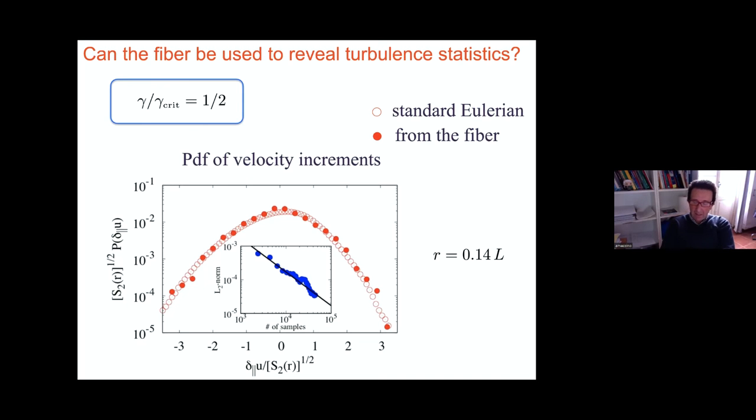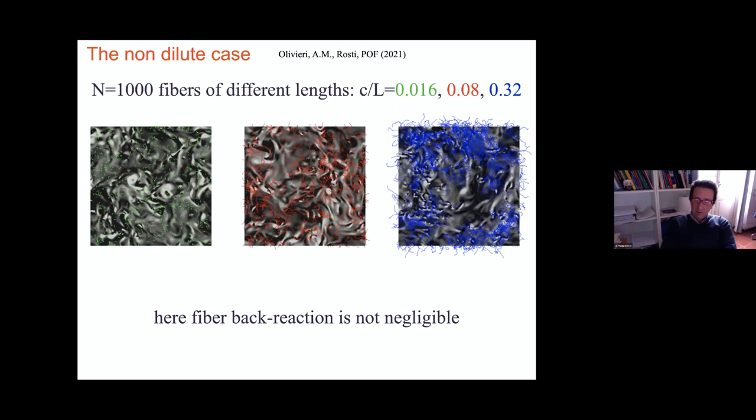Okay, so small conclusion: the answer is that if you have a fiber, provided that you are within the soft regime, it seems that you can measure flow properties in terms of this fiber.